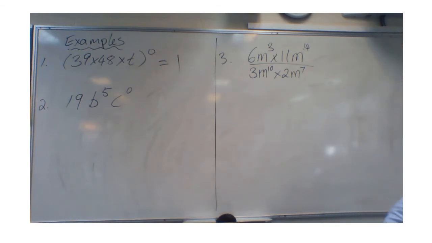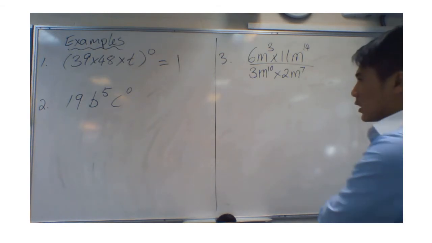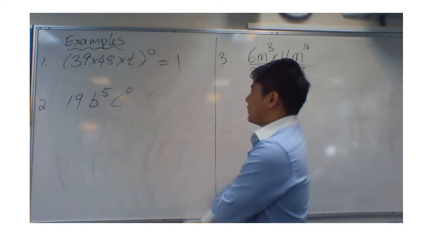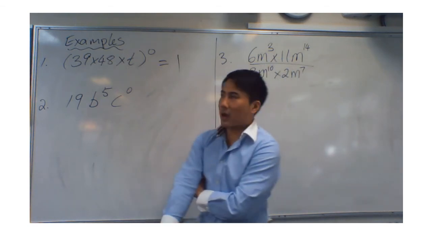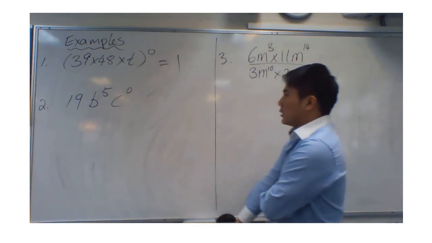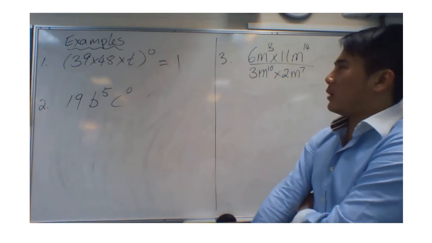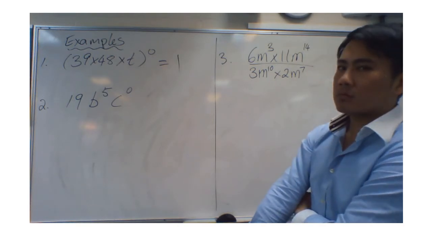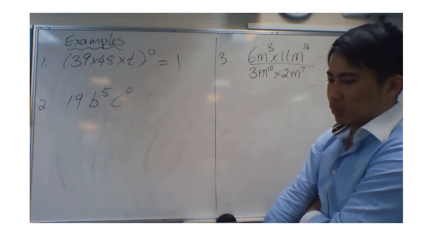Now let's look at number 2. 19b to the power of 5, c, all to the power of 0. Does that all become 1? Have a think about it. Does it become 1?